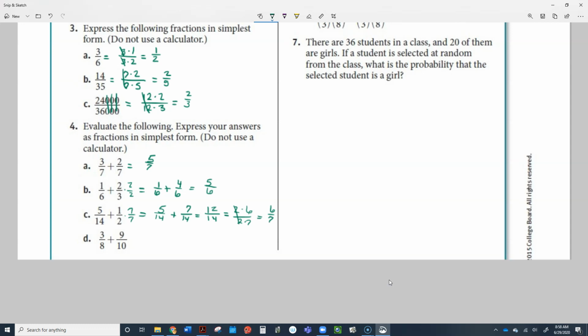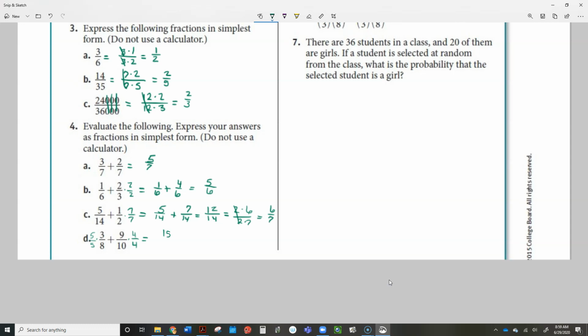We have an 8 and a 10. You want the least common multiple. I think that you can change both of these into a 40. That may not be the least common multiple, but that's the first one that I come to. So in order to make this be a 40, we have to multiply the 8 times 5, so that means we have to multiply the top times 5. In order to make this become a 40, we have to multiply the 10 times 4, so we have to multiply the top times 4.